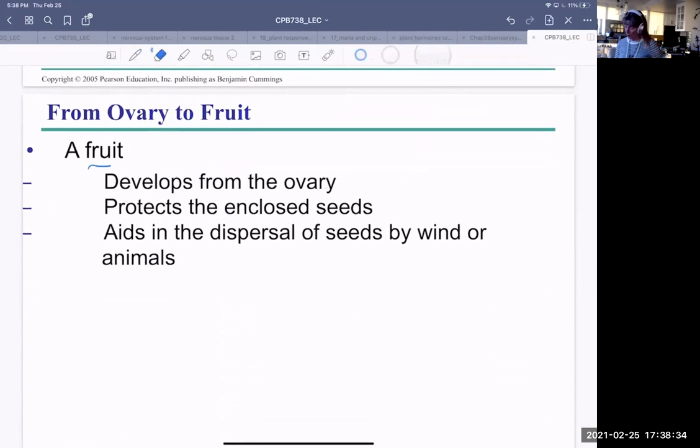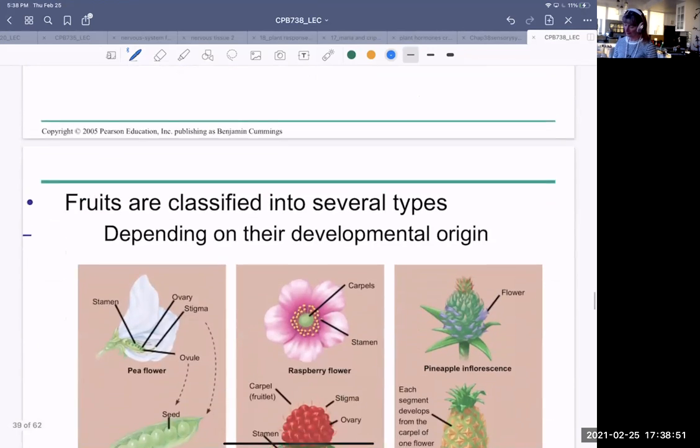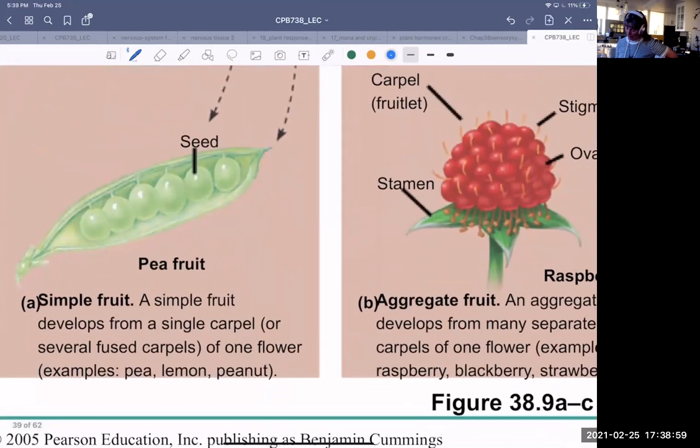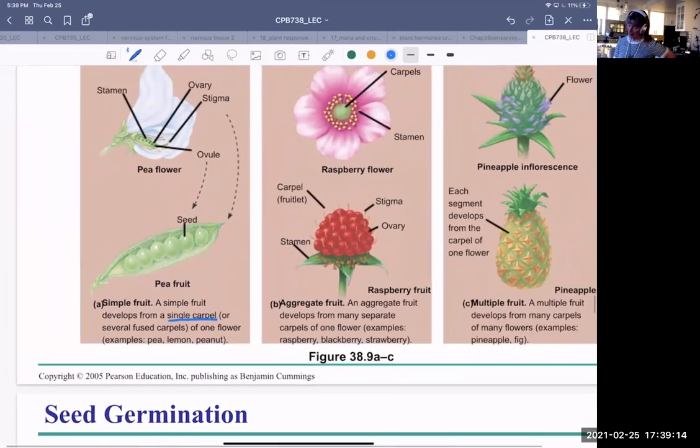So a fruit develops from the ovary, and the fruit has a couple of functions. It can protect and enclose seeds. It also aids in the dispersal of seeds by wind or animals. And fruits are classified into lots of different types. It depends how they develop. So here are peas. Peas are a fruit, a simple fruit, which develops from a single carpel or several fused carpels of one flower. So these are from fused carpels.